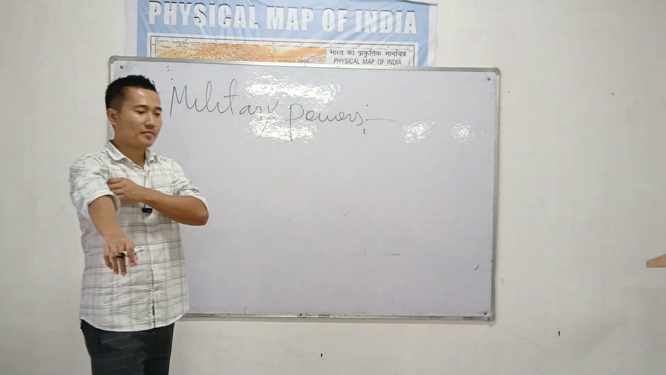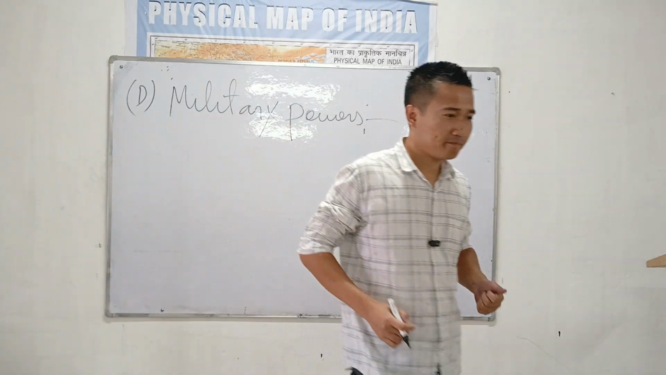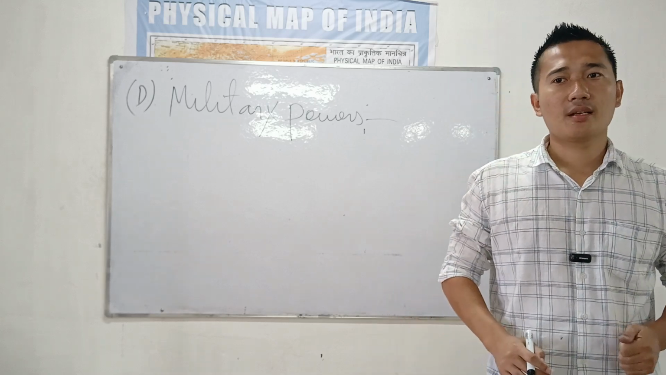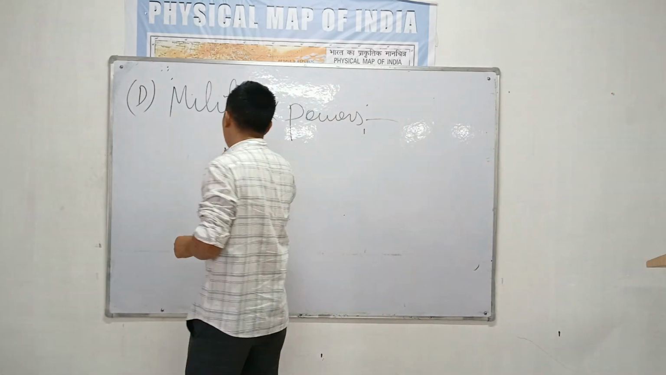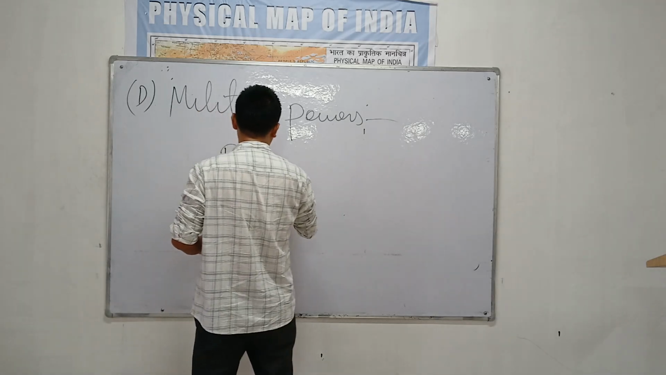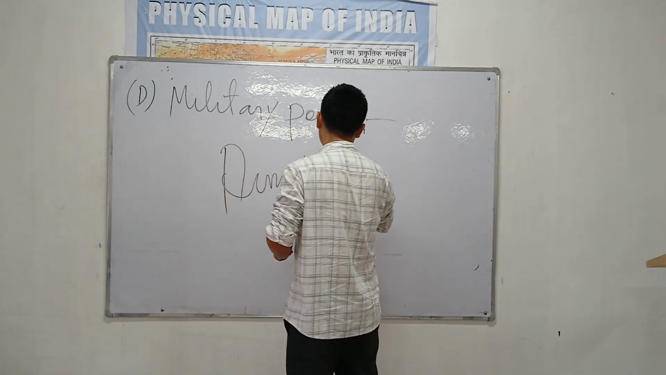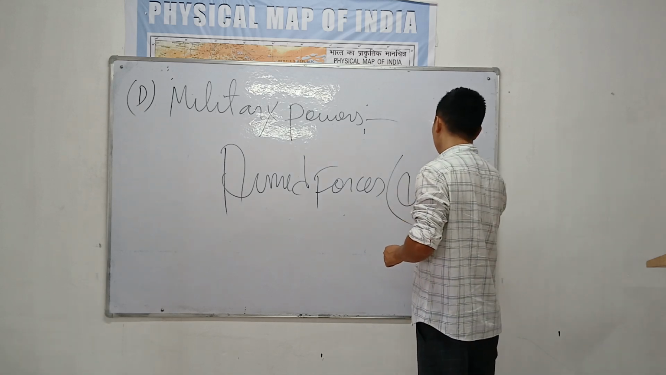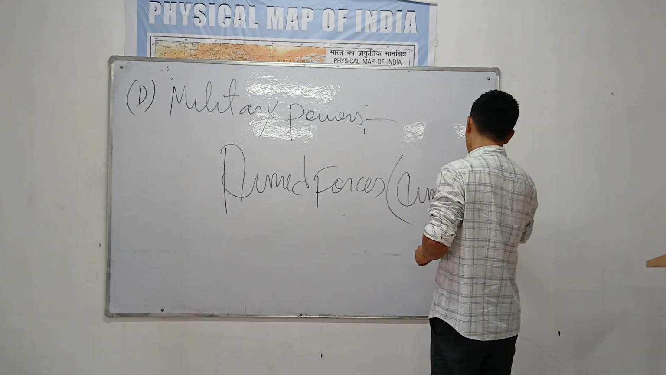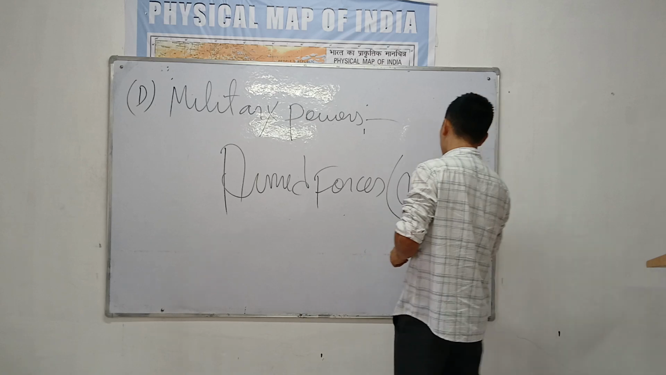Next is the military power. The President is the supreme commander of the armed forces. So armed forces: army, navy, and air force.